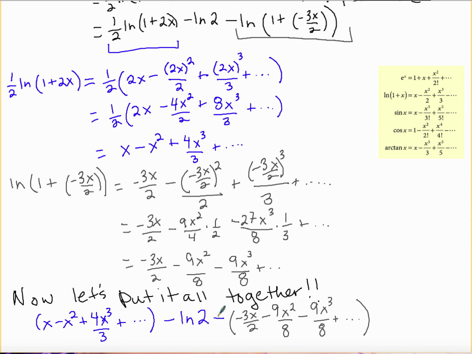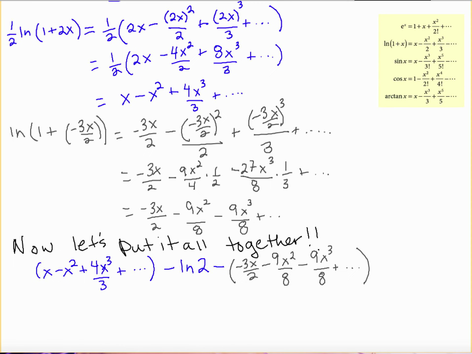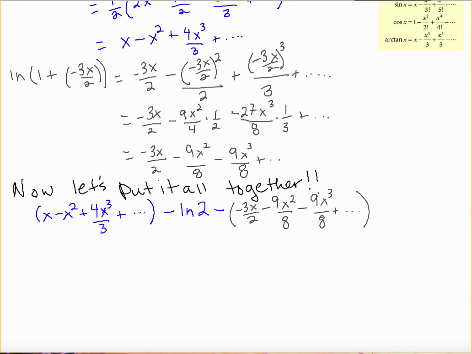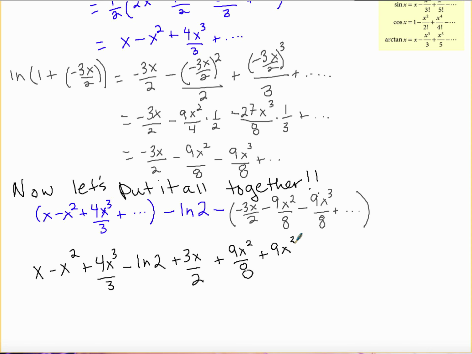Now, I would suggest that you be very careful with your signs here because this minus sign was subtracting this whole entire series, not just the first term. So be careful. The distributive property will get you if you're not sure. So here I've got, this is going to get distributed. So let's not try and skip any steps. I've got x minus x squared plus 4x cubed divided by 3 minus ln 2. A negative times a negative is a positive 3x divided by 2. A negative times a negative is a positive, so that's 9x squared divided by 8. And a negative times a negative is also positive, 9x cubed divided by 8. And then we got that old dot, dot, dot.